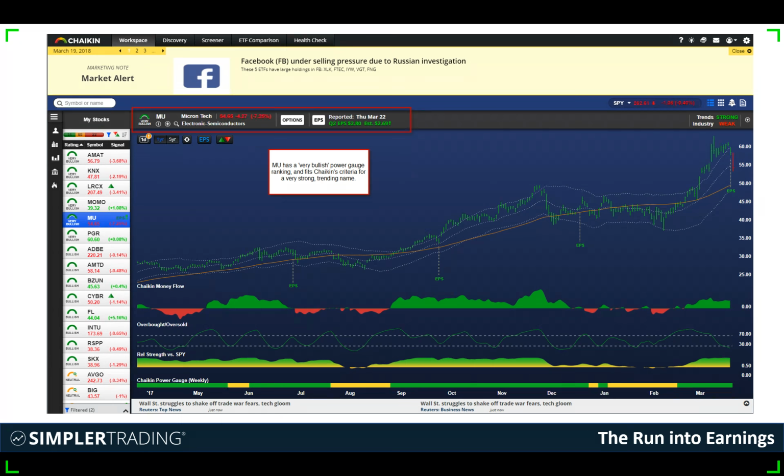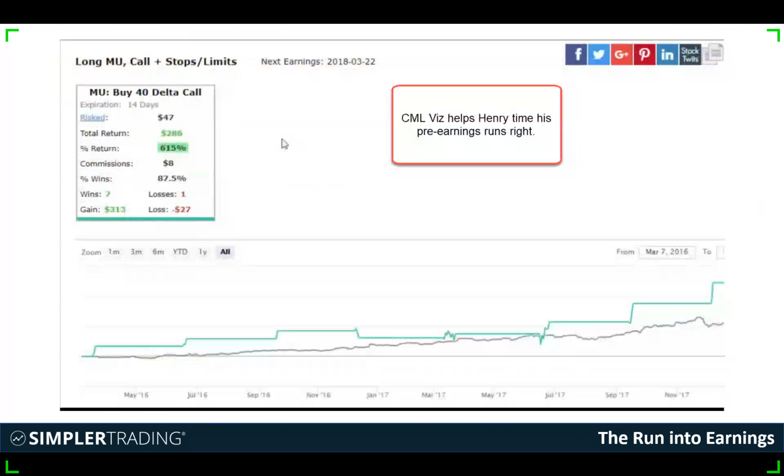But what we're doing is we're looking across multiple time frames. Yes, always use the ready, aim, fire, yes. So here is CMLViz, comes in here and it tells us 14 days in advance. That's the best time to get into Micron, and that is what helps us time our run into earnings.